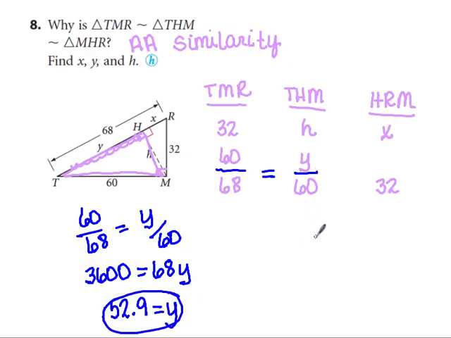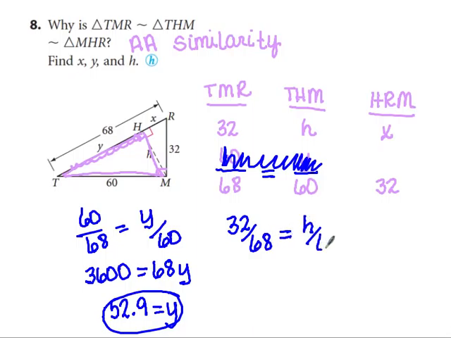Okay, so now we have to write another proportion. So what I'm going to do is I'm going to do this one. Right? So 32 over 68 equals what? H over 60. So did you already solve this one? So you said 1920 equals 68H, 28.2 for H.